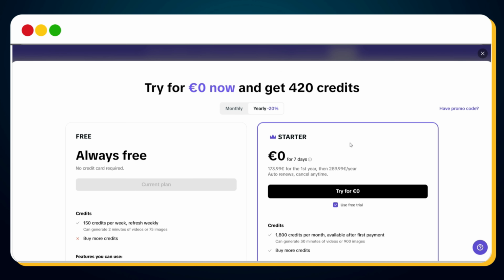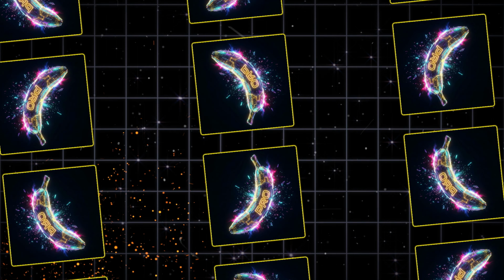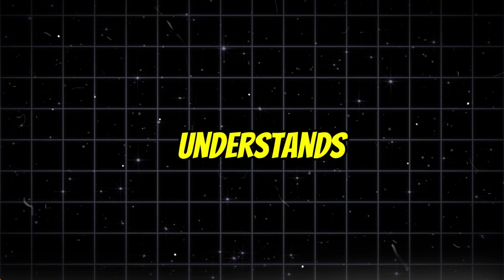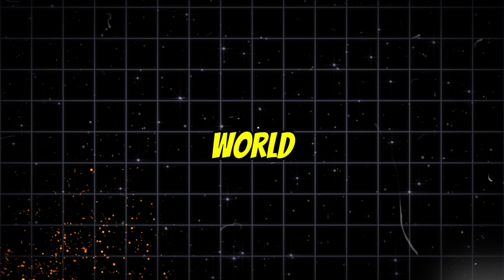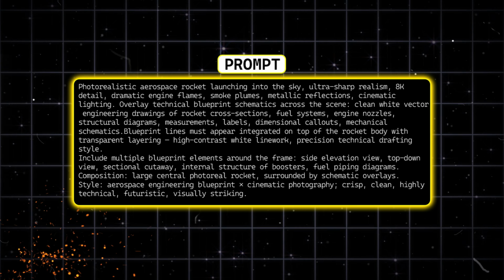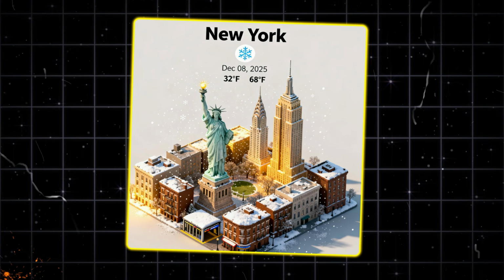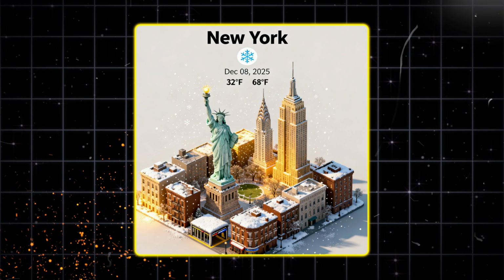AI doesn't create amazing results because it's lucky. AI creates amazing results when you give it amazing instructions. Nano Banana Pro understands lighting, composition, world knowledge, but only when your prompt communicates your intent clearly. Now, let me show you how to write perfect prompts inside Pippit AI, using a real example, a miniature 3D isometric New York weather scene.